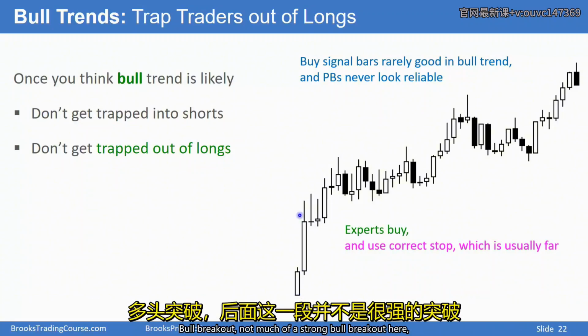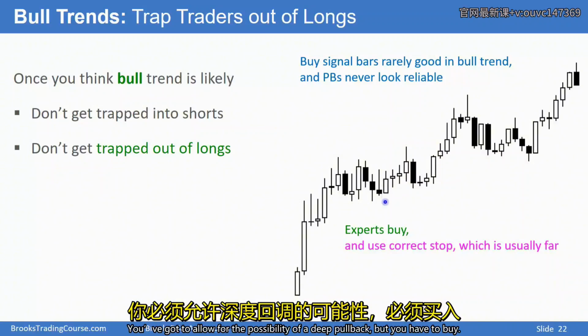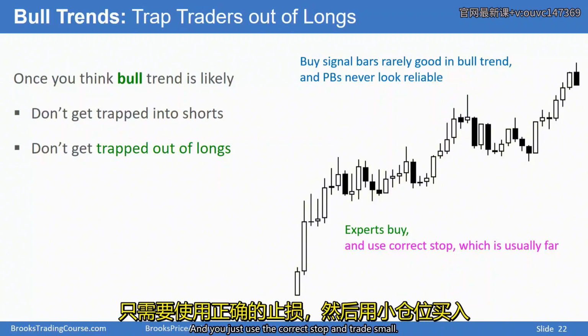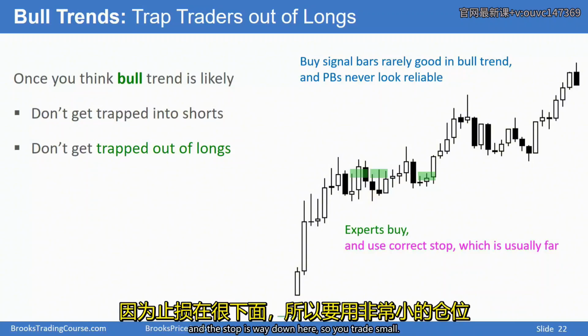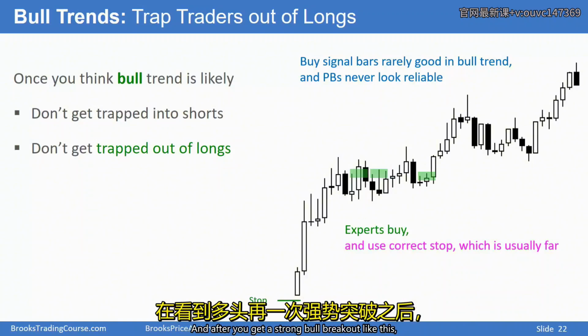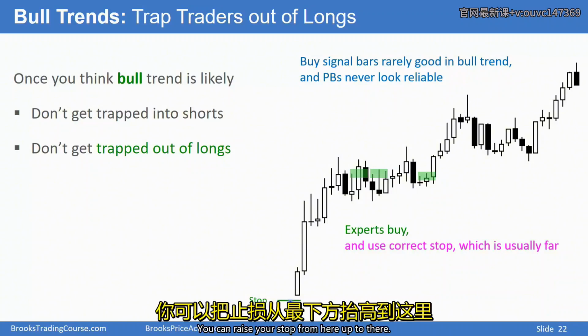So experts buy and they just decide where the correct stop is. Bull breakout, not much of a strong bull breakout here, so the stop is still down here. So you got to buy. You got to allow for the possibility of a deep pullback, but you have to buy, and you just use the correct stop and trade small. Every time you see the market trying to resume back up, you buy, and the stop is way down here, so you trade small. And then after you get a strong bull breakout like this, then this becomes a major higher low. You can raise your stop from here up to there.